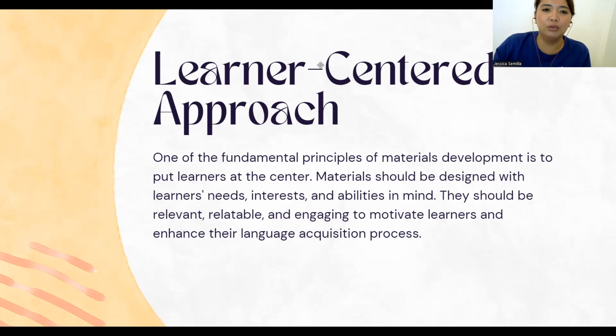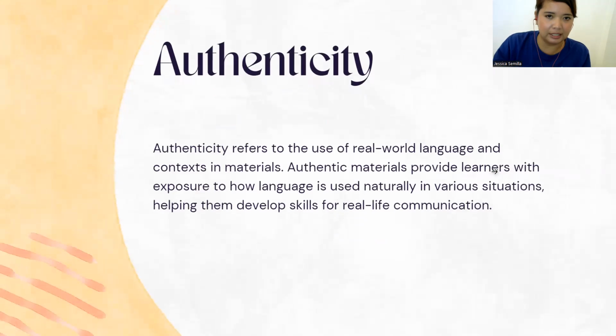Okay, so let's move on. Another principle is authenticity. What do we mean by authenticity? Authenticity is looking at the real world context. Make sure that the content in the learning material is what the students see in real world settings. In short, authentic materials let learners expose themselves to how language is used naturally in various situations.